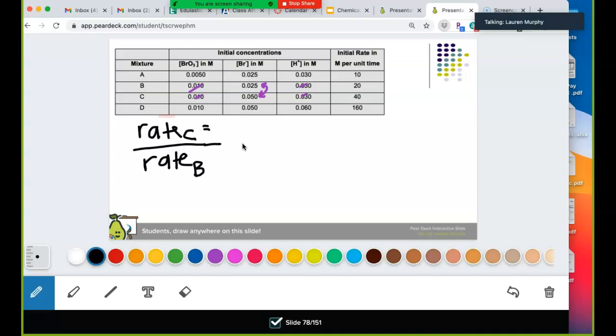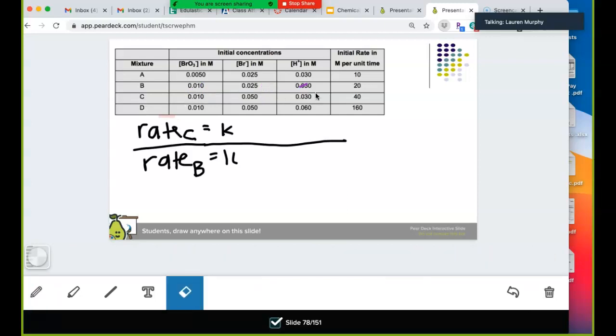And you write rate laws for both of them. Rate equals K. Rate equals K. And then you plug the respective numbers in. So if I'm doing C, all of C's numbers go on the top.